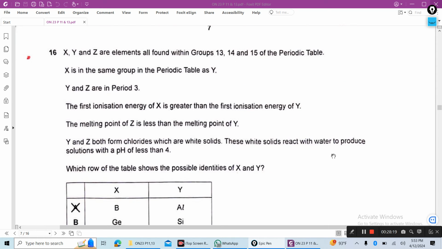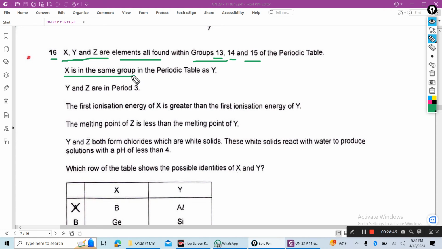Next, 16. X, Y and Z are elements all found within groups 13, 14, 15 of the periodic table. X is in the same group in the periodic table as Y. Y and Z are in period 3.